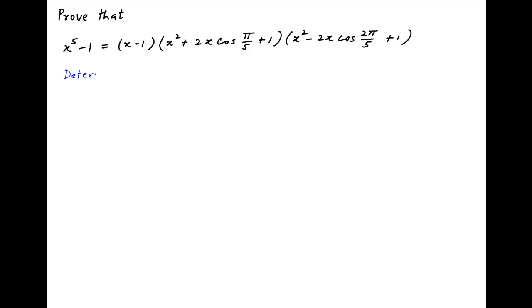We start by evaluating the roots of the equation x raised to the power 5 minus 1 is equal to 0. This implies that x raised to the power 5 is equal to 1, which can also be written as cos of 2rπ plus i times sine of 2rπ, where r is an integer.